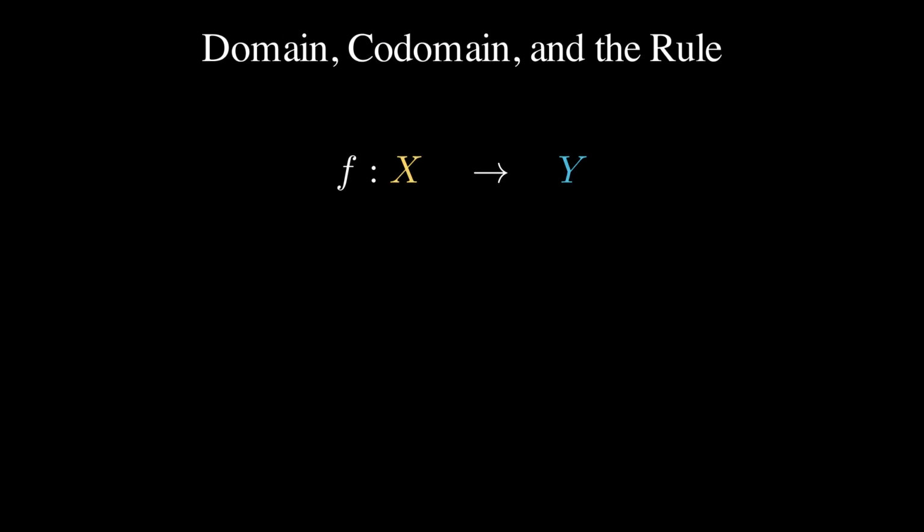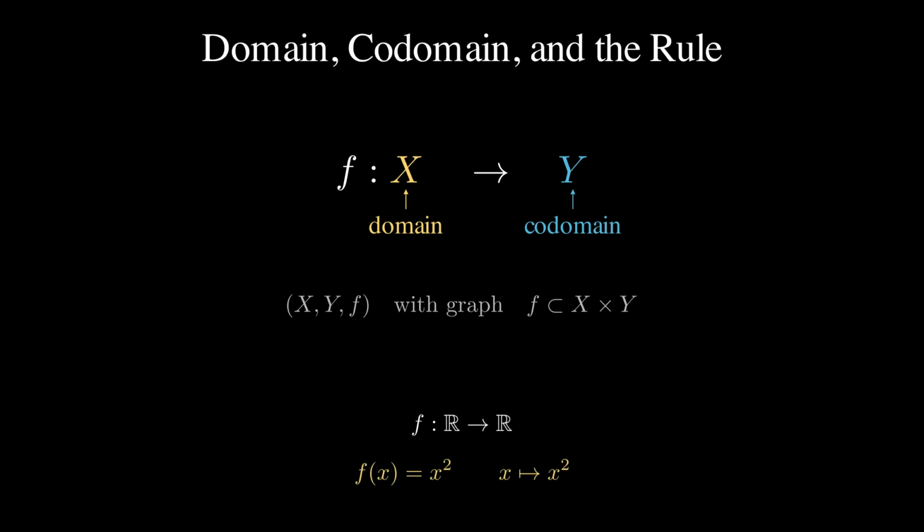Two sets come with every function. The domain is the set it is defined on, the allowed inputs. The codomain is the set the outputs are constrained to lie in. We write f maps x to y. Strictly speaking, a function is a triple: the domain, the codomain, and the graph, that single-valued subset of the Cartesian product. The picture and the formal triple say the same thing. Here is a concrete example. f maps the real numbers to the real numbers with f of x equal to x squared. The rule of correspondence is x maps to x squared.